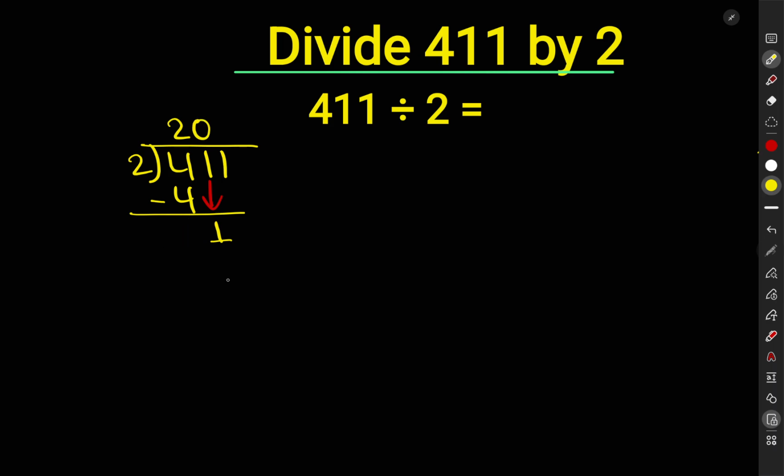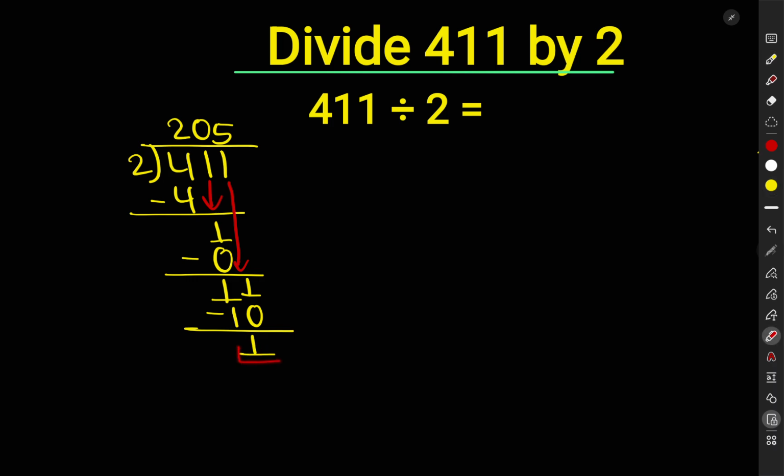So 2 times 0 means 0. On subtracting we get 1. So now put down this 1 and it is 11. So 2 times 5 means 10. On subtracting it is 1.